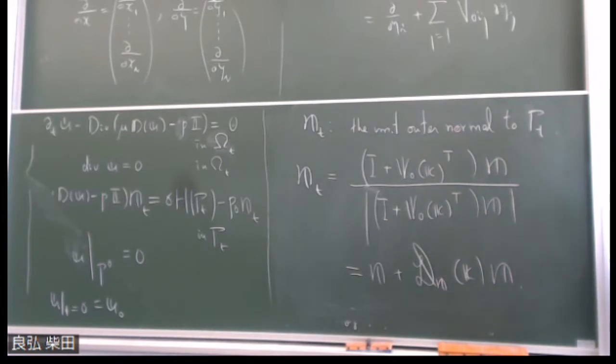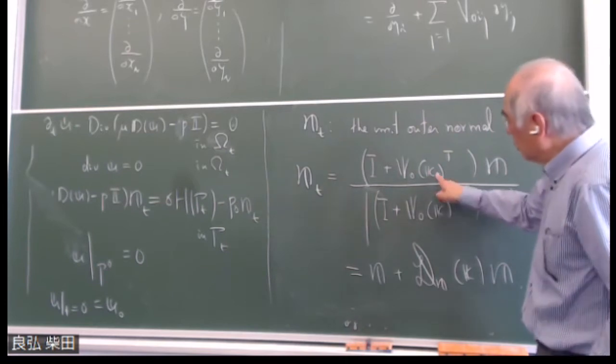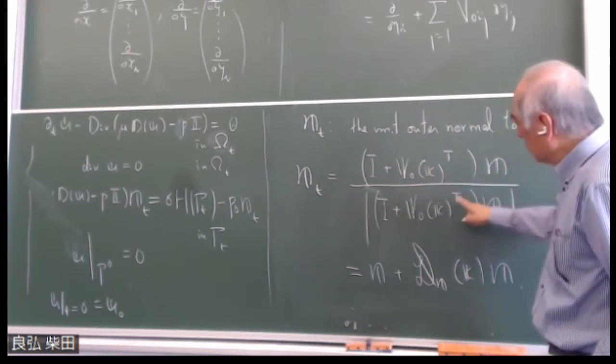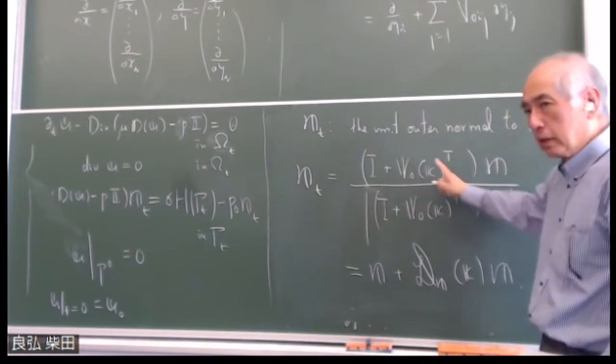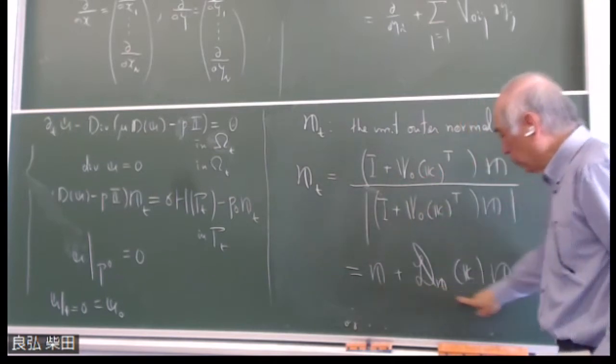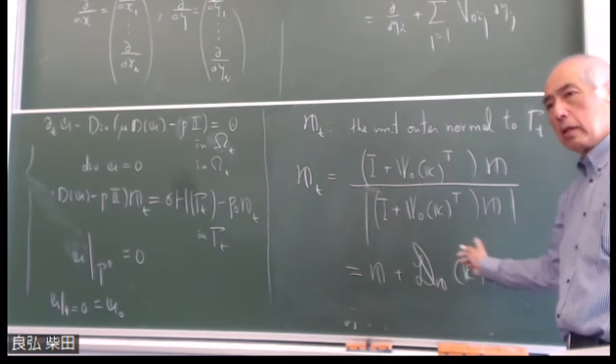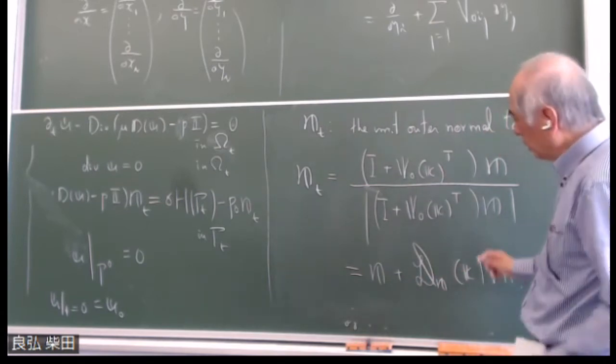This is for later use because this Visual K is small enough. Therefore, almost this is 1. Therefore, you can write in this way. So this is a perturbation term. But then later, this is small enough.